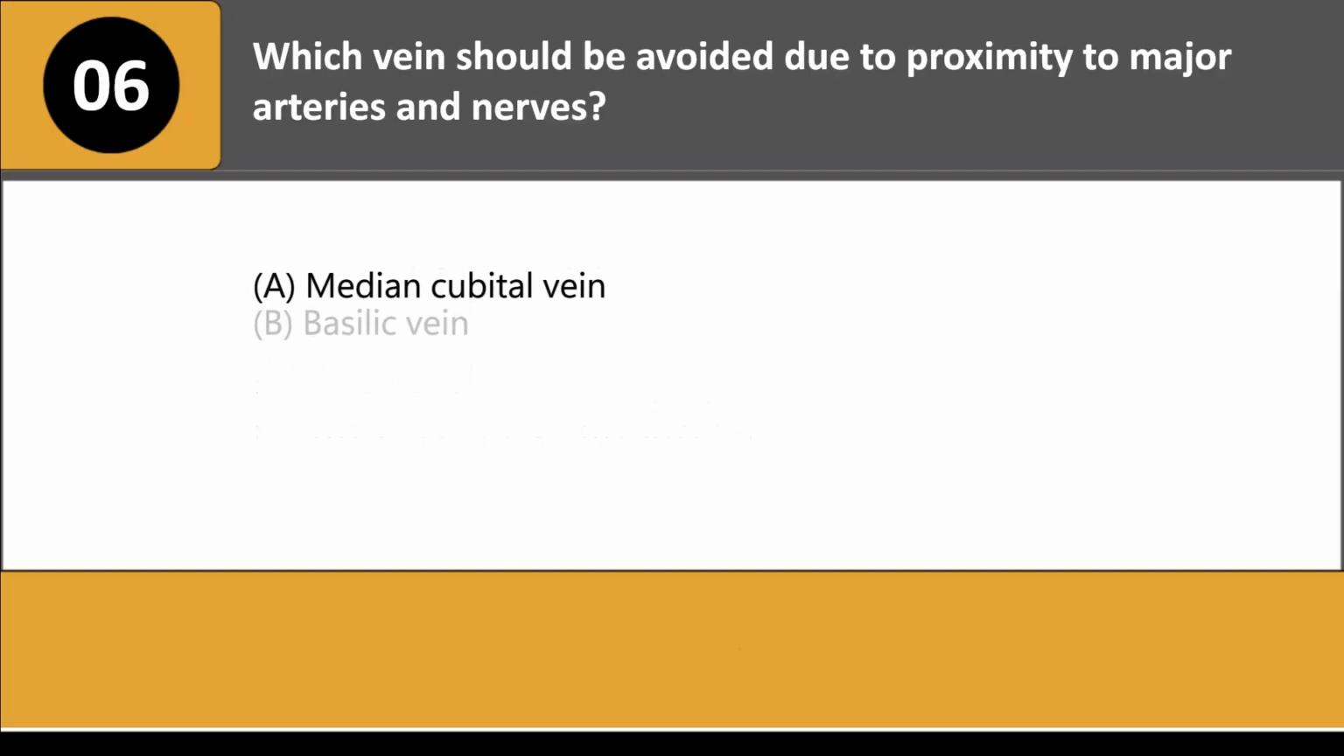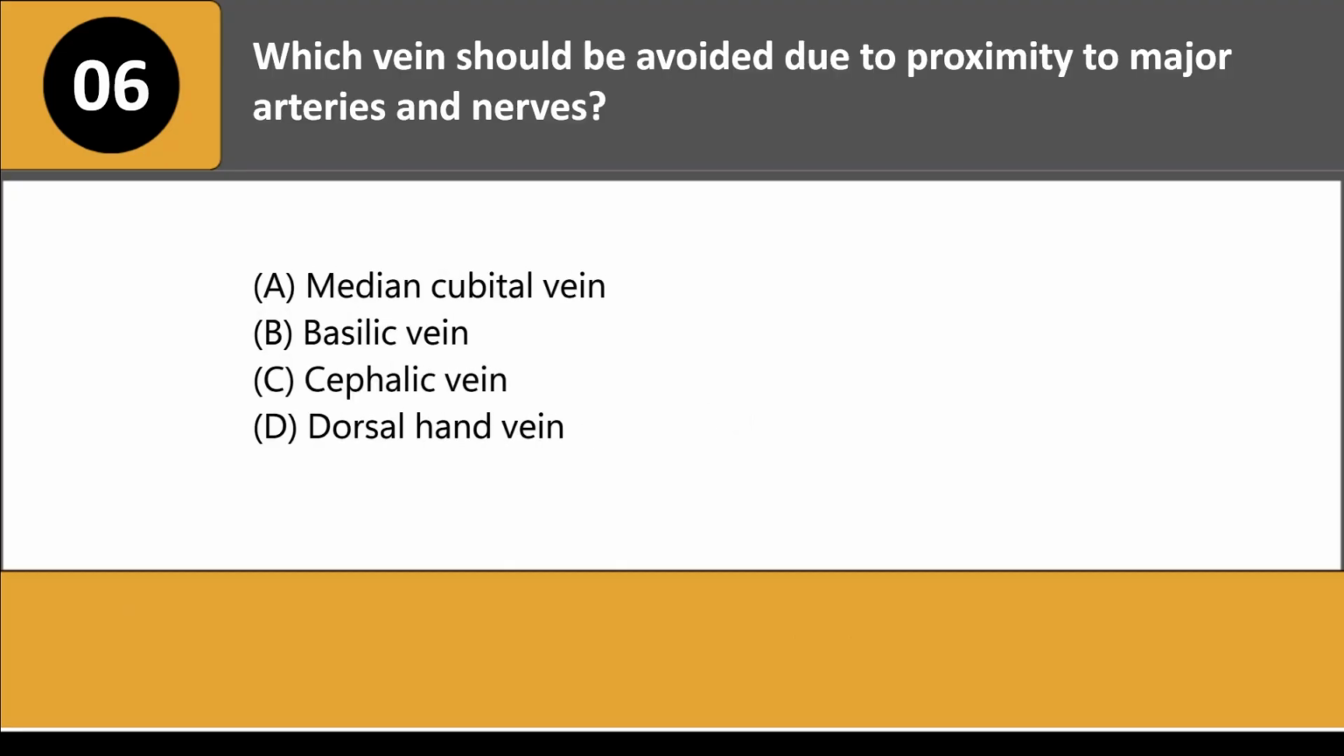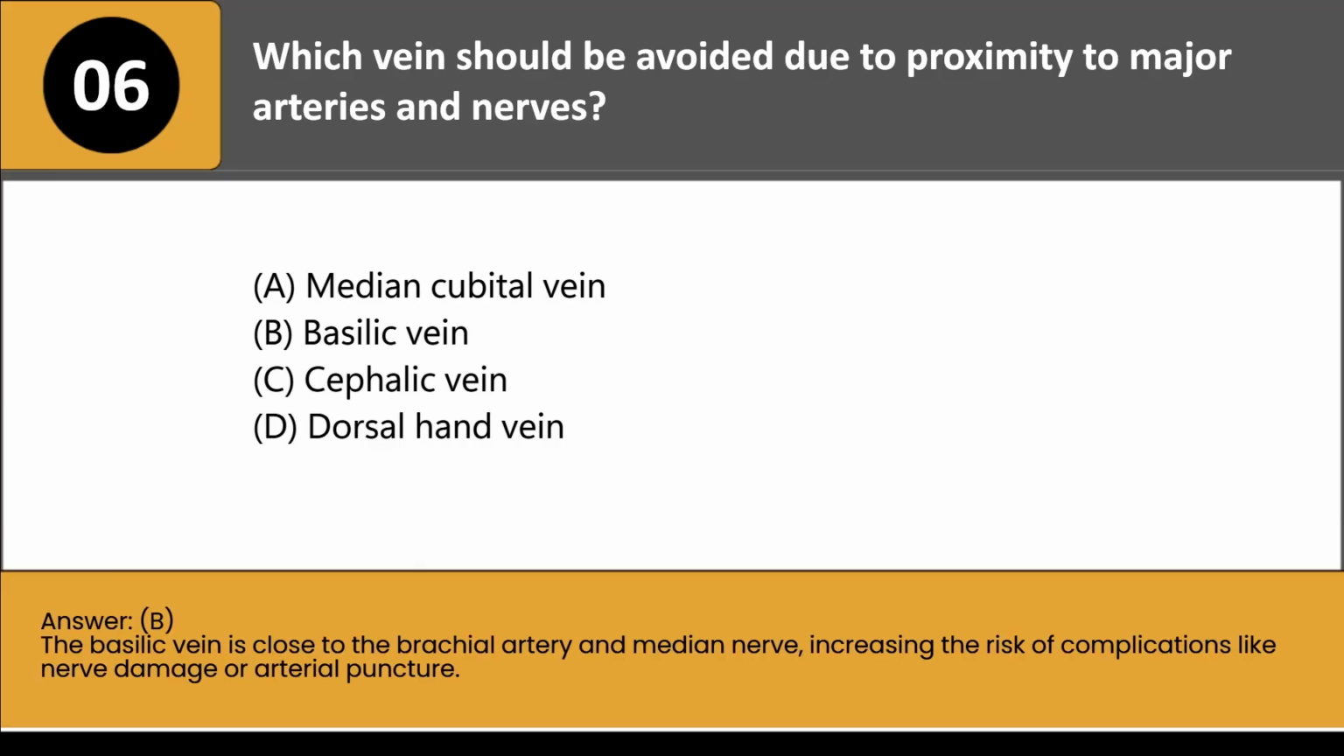Which vein should be avoided due to proximity to major arteries and nerves? A. Median cubital vein. B. Basilic vein. C. Cephalic vein. D. Dorsal hand vein. Answer: B. The basilic vein is close to the brachial artery and median nerve, increasing the risk of complications like nerve damage or arterial puncture.